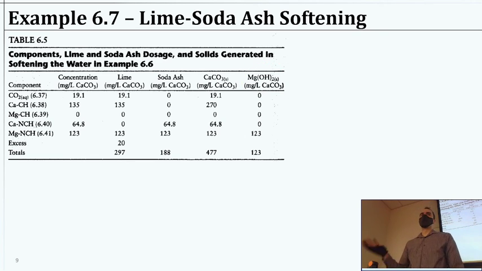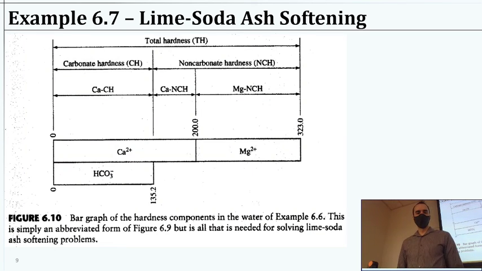So each of these relates to those five steps that we talked about. You have to add some lime and occasionally some soda ash, and you're almost always going to precipitate calcium carbonate and/or the magnesium solid. Okay, so that's a table, and what it's talking about is just filling all that in accordingly.